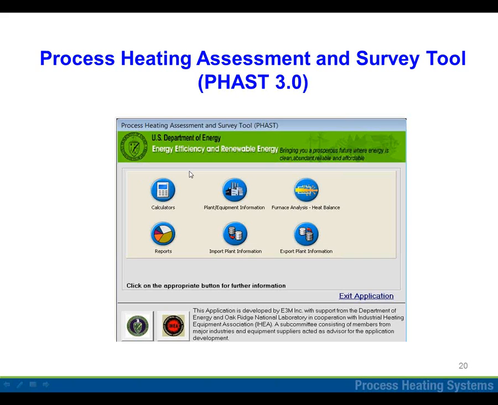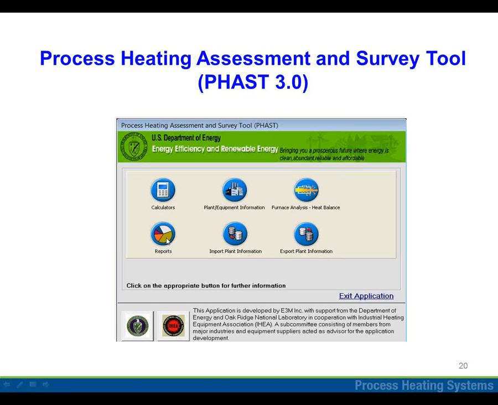If you look at this tool, and we are going to give you a demo on the FAST tool at the end of this webinar, you have different calculators for easy and fast calculations. Then you have plant or equipment information. This is where you create equipment entries. So let's say there are 4 or 5 process heating equipment in your plant. You enter high-level data for those equipment in this particular tab right here, and then for each individual process heating equipment, you will be able to do heat balance analysis using this third tab on the top right-hand side.